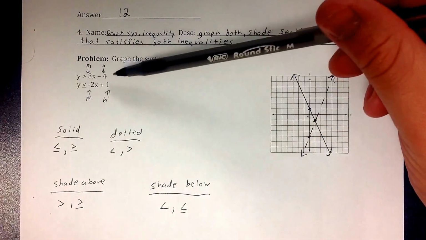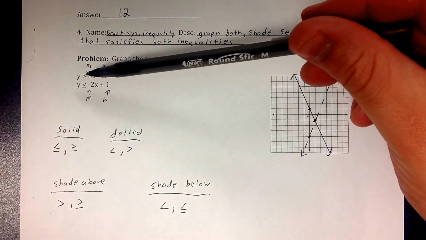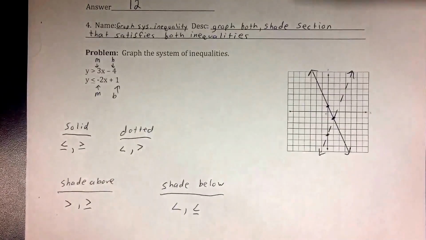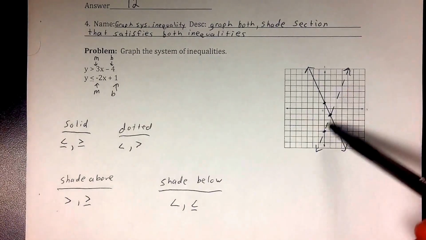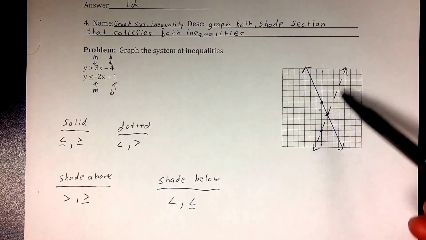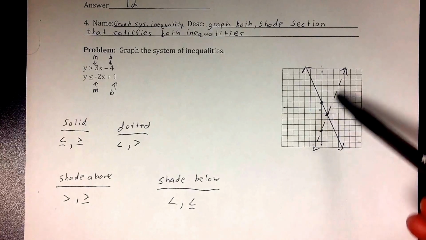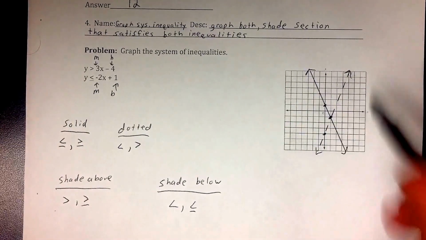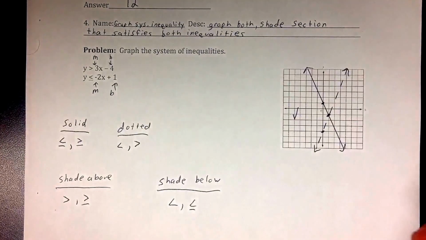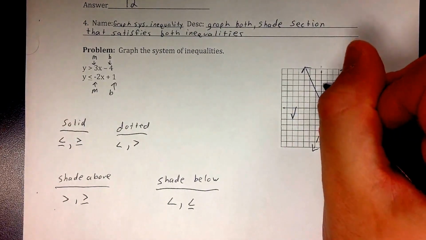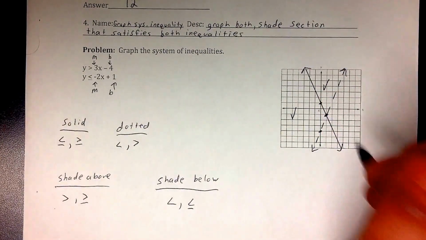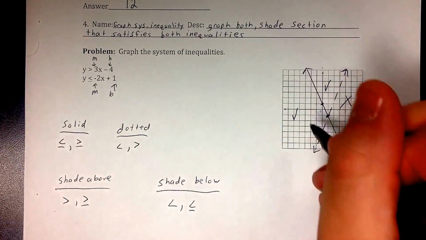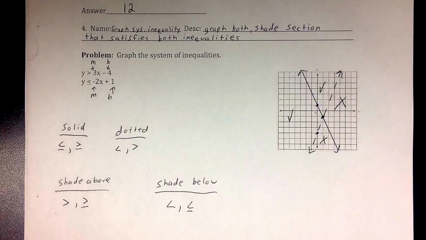My first inequality was greater than, so I'm looking above that line. It was my dotted line, so I want to mark the sections above that dotted line with a check. So above that dotted line, this area would be okay, and this area would be okay. This section's below the dotted, so it doesn't work, and this section's below the dotted, so it doesn't work.